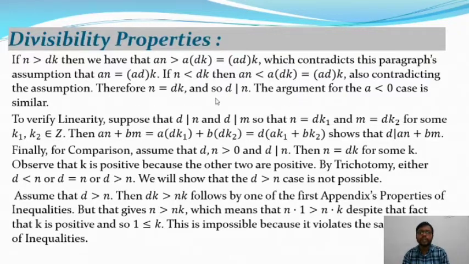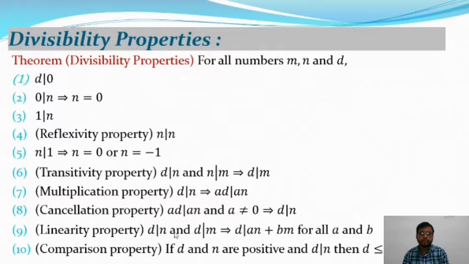So when a is greater than 0, then from this cancellation property we say d divides n. And the argument is also true when a is less than 0. Now verify the linearity property. D divides n and d divides m, and this implies d divides an plus bm for all a, b, where a and b can be any numbers. So this is called the linearity property.